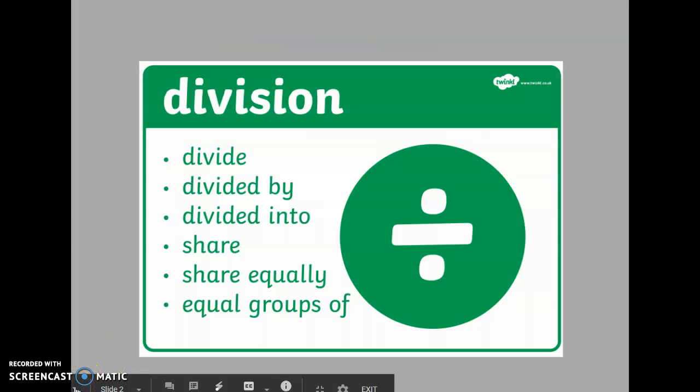Let's have a look. Okay, this is the division symbol or the division sign or operation. So this sign can mean divide, divided by, divided into, share, share equally, equal groups of. And in maths, you have been learning about sharing and grouping, okay? And we're going to do a bit more today. It's really important that you understand the different methods for division, so the sharing and the grouping. And we are going to do some problems to help you do that, okay?